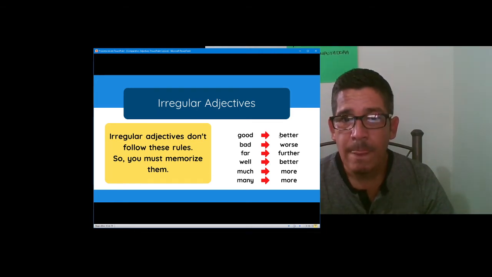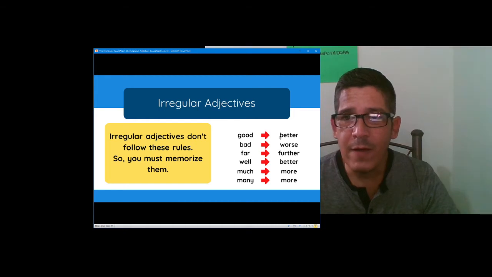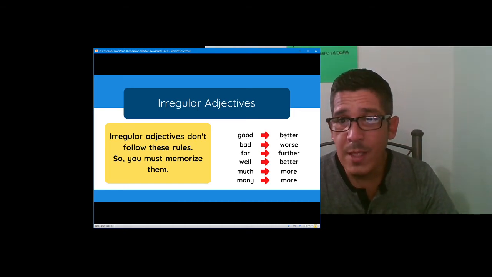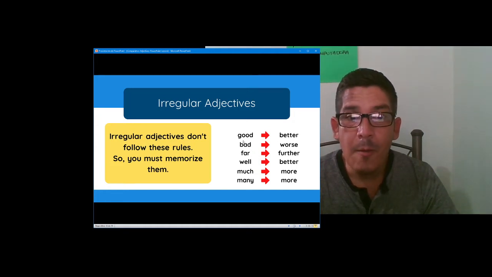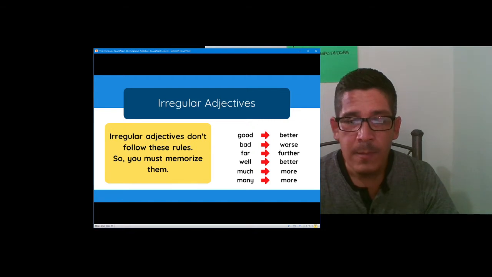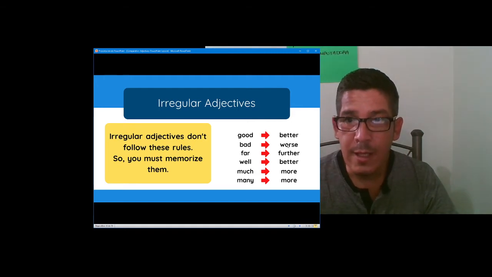For good, better, okay? For example, the chocolate milk is better than the vanilla milk, okay? So better, that means mejor, okay? So bad is going to become worse, okay? English is worse than maths.